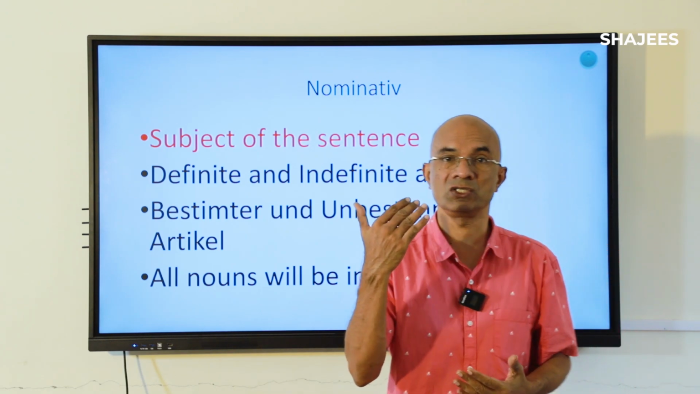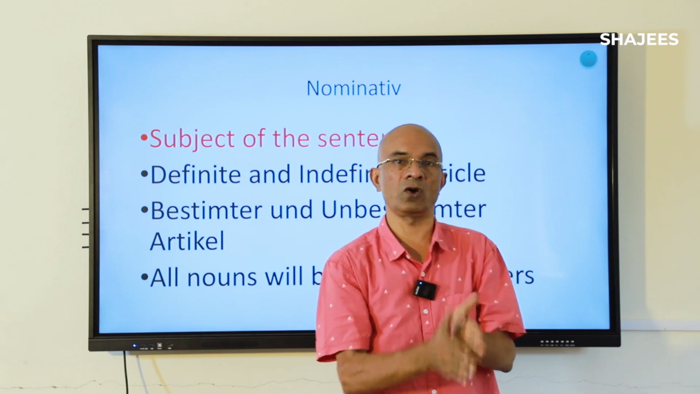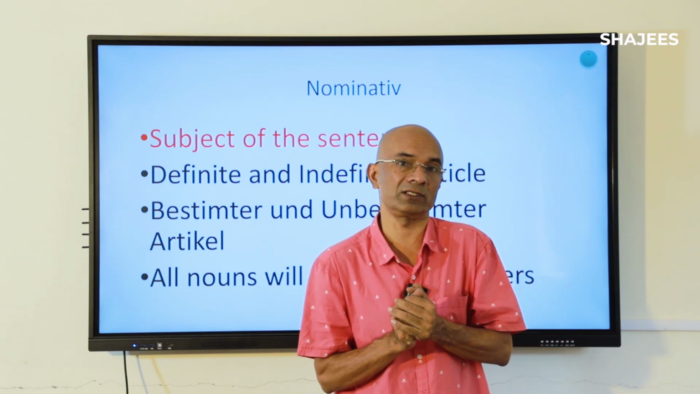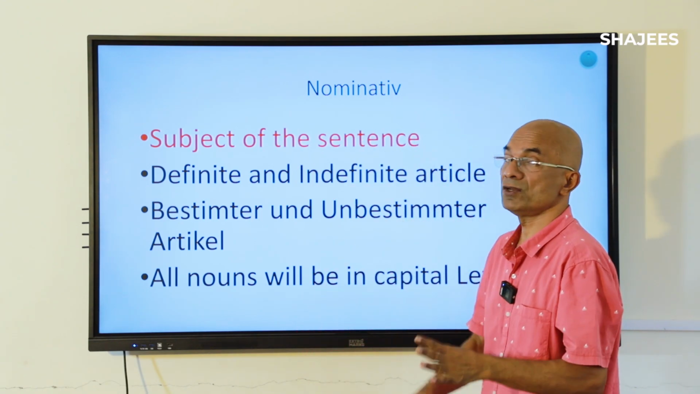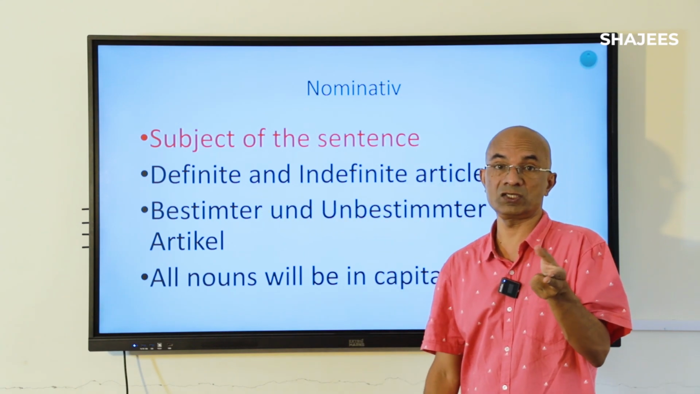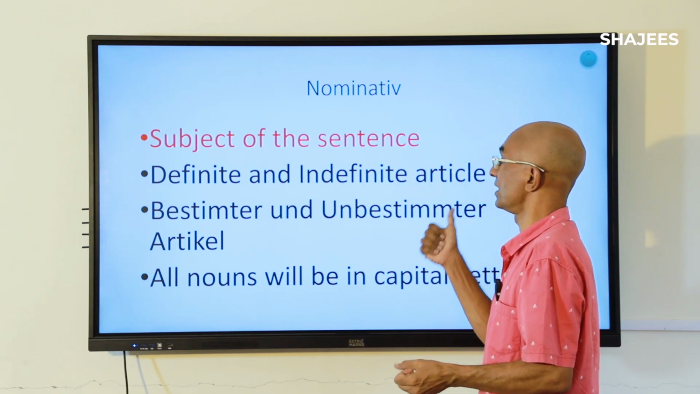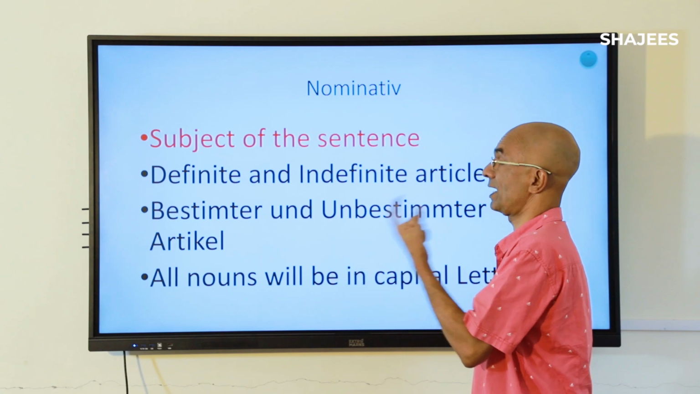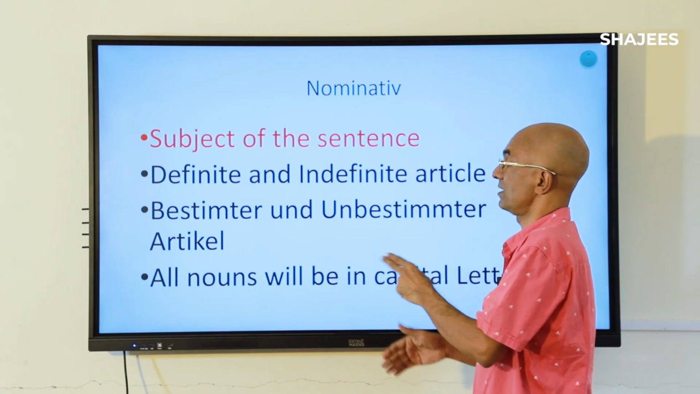I am talking to you. So I is the subject. We have already learned subject and personal pronouns in the previous episodes, and today we'll have a recap of that also. Nominative means the subject of a sentence, and nominative definite and indefinite articles, which we will do in detail. In German, we call it bestimmter und unbestimmter Artikel: definite, bestimmter, and unbestimmter, indefinite article.